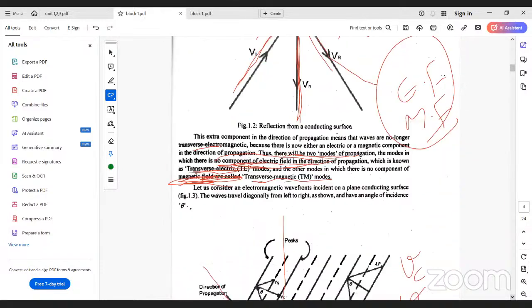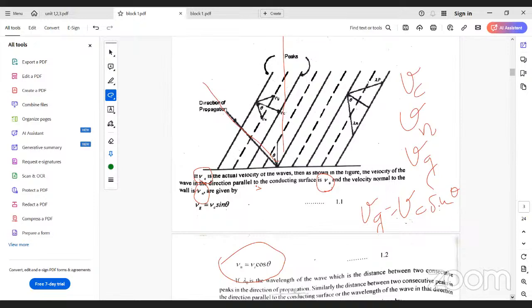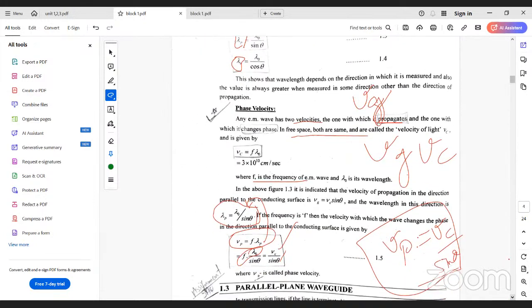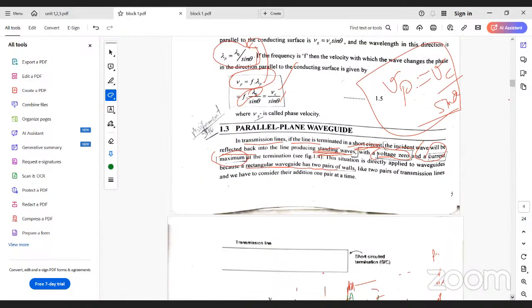Based on that, I call them two modes of propagation. One is transmitting the electric field in the direction of propagation. Another is transmission of the magnetic field in the direction of propagation. And we saw some simple formulas. Next, we calculated phase velocity.